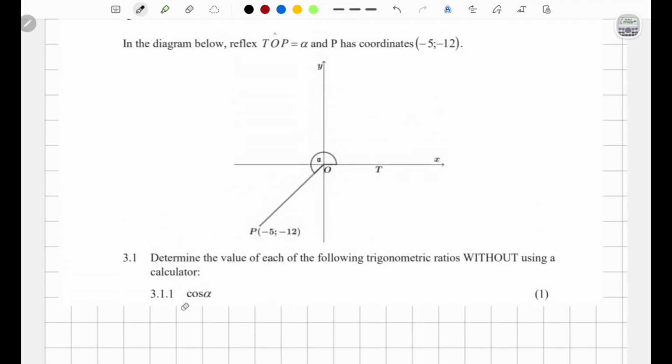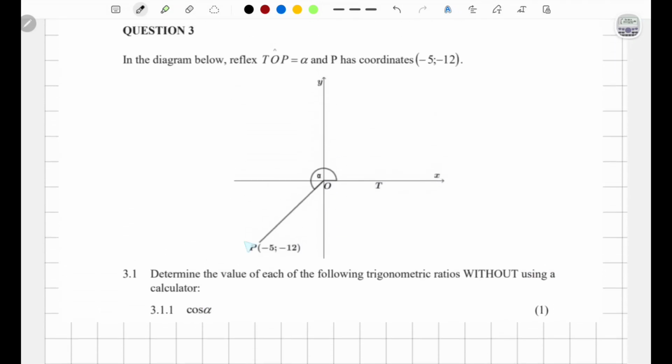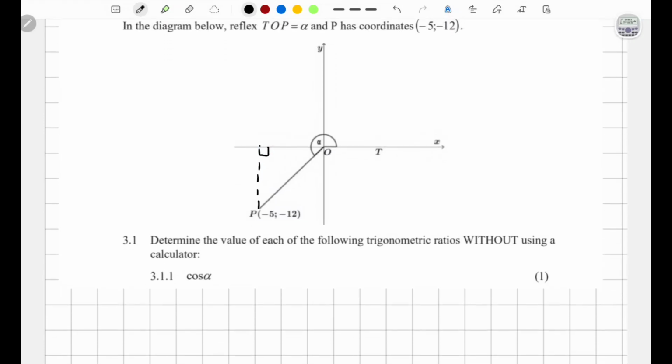So we need to find cos of alpha. So when they put down a point, we can go ahead and complete our triangle. So from that point, we will draw a line up to the x-axis, and it's perpendicular to the x-axis. Then let's fill in the adjacent, opposite, and hypotenuse.